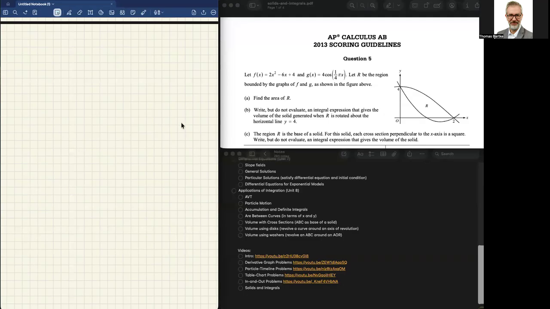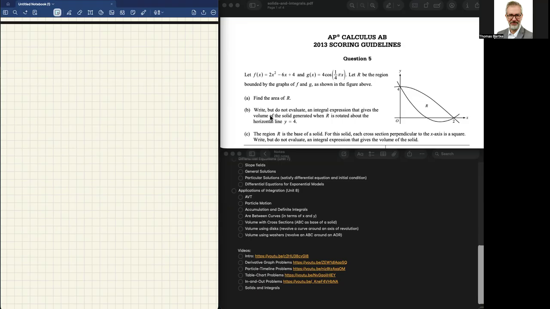All right, the next model here is the model that involves solids and integrals. Basically, it's going through all of the different iterations that involve an area between two curves that we went over in the second half of Unit 8. So you have typically an area R given between two curves, and then the questions are about finding the area, finding the volume of a solid that consists of slices of a certain shape, and/or letting the area rotate or revolve around an axis of revolution.